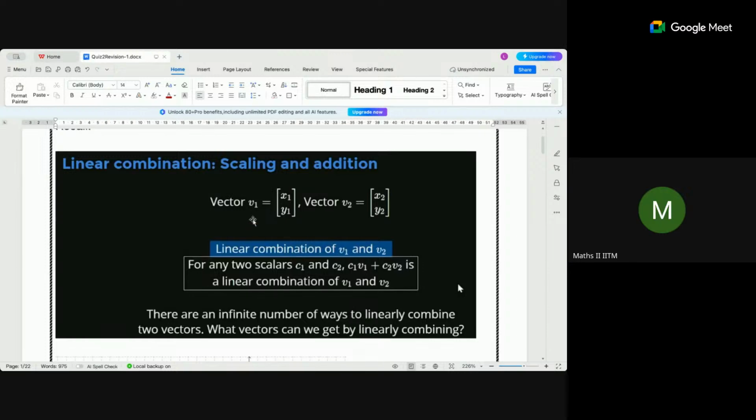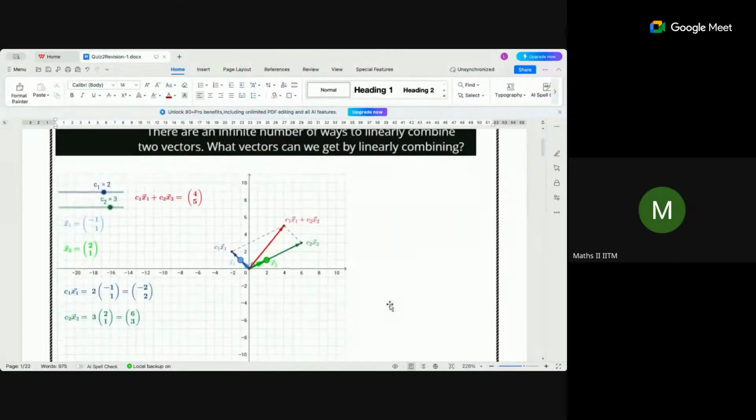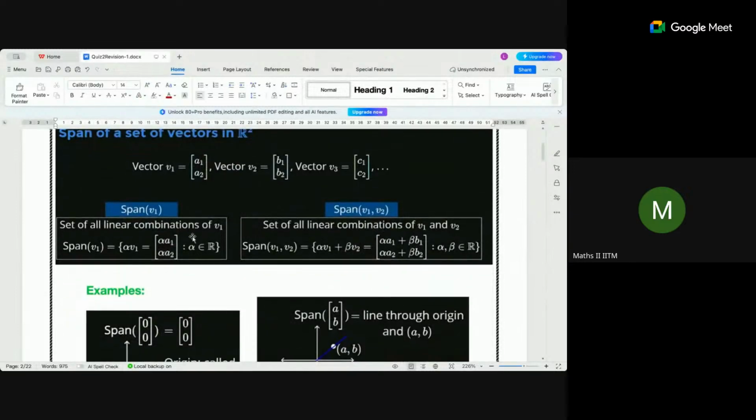And what is a linear combination? Suppose you have two vectors, then C1v1 plus C2v2 is a linear combination of v1 and v2, right? In the same way, if you have many vectors, you write alpha 1 v1, alpha 2 v2, alpha 3 v3, like this. That is the linear combination of any given set of vectors. Now, can you tell what the set of all linear combinations is? That is called the span, right?